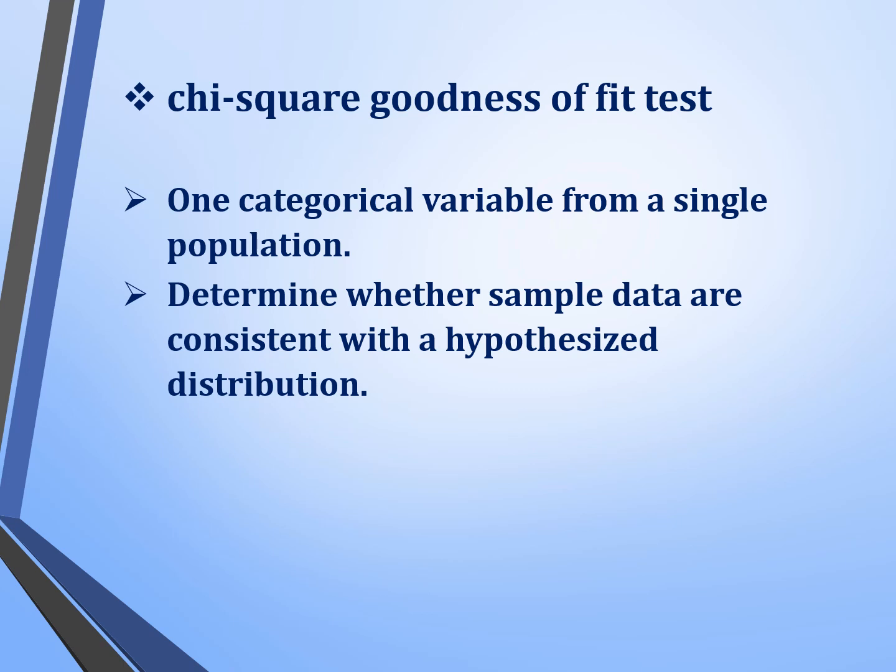First, the chi-square goodness of fit test is applied when we have one categorical variable from a single population. It is used to determine whether sample data are consistent with a hypothesized distribution. But there are certain conditions that should be met when we apply this test. First, the sampling method is simple random sampling, and the variable under study is categorical. And the third thing is that the expected value of the number of sample observations in each level of the variable is at least 5.